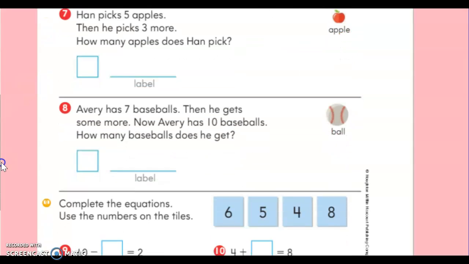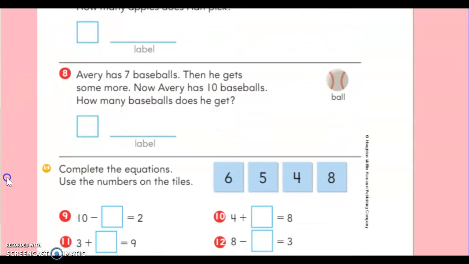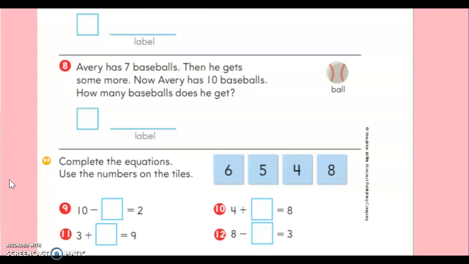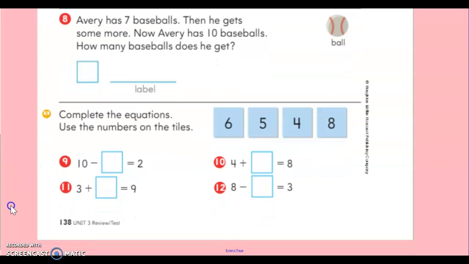Okay, you're going to do 7 and 8 in the same way. Make sure you show your work, put your answer in the unknown box, and also have your label. All right, so 9, 10, 11, and 12, you need to complete the equations. Okay, it says use the numbers on the tiles. So these are the numbers that are your choices.